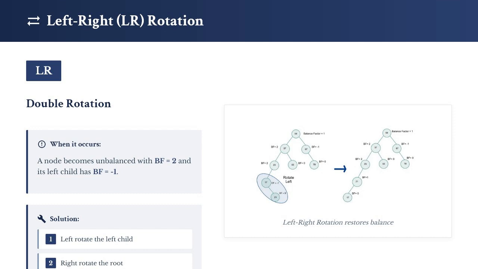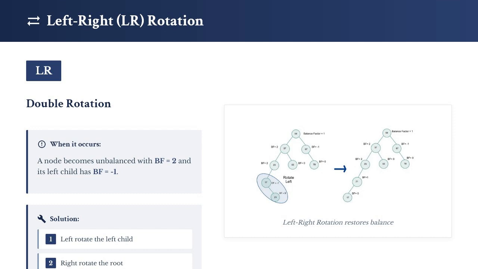After adding 20, the top node has a balance factor of 2. Its left subtree has height 2, while its right subtree has height 0. And node 10 would have a balance factor of -1. A single right rotation won't fix this because it would just move the imbalance to the other side.